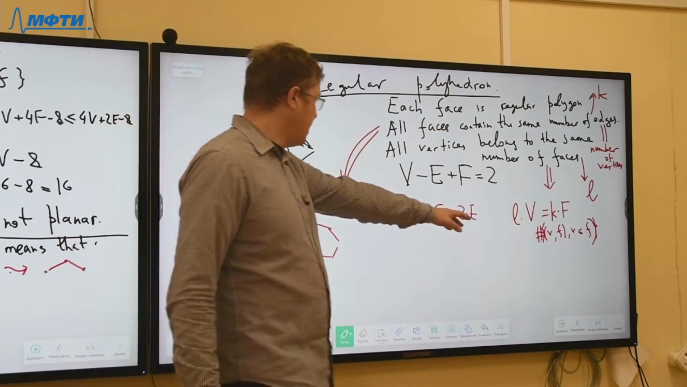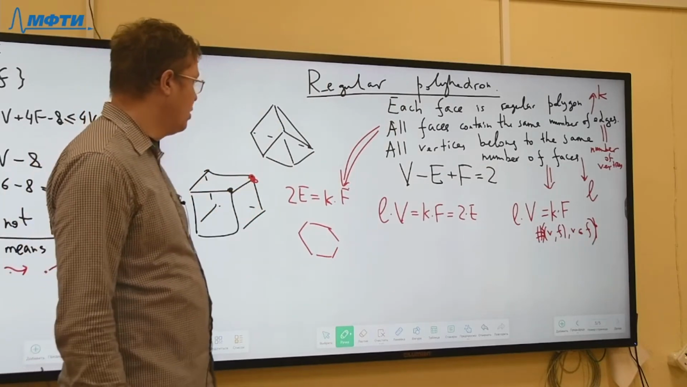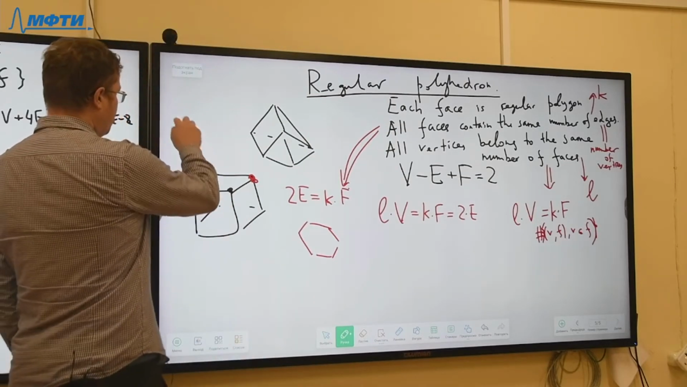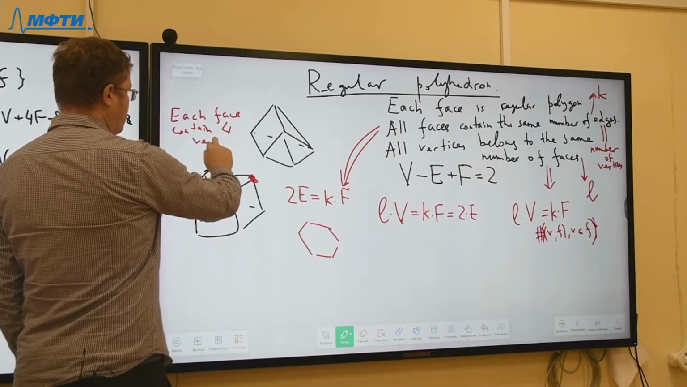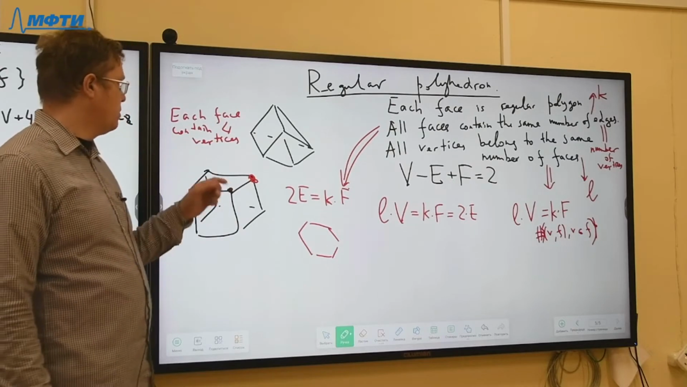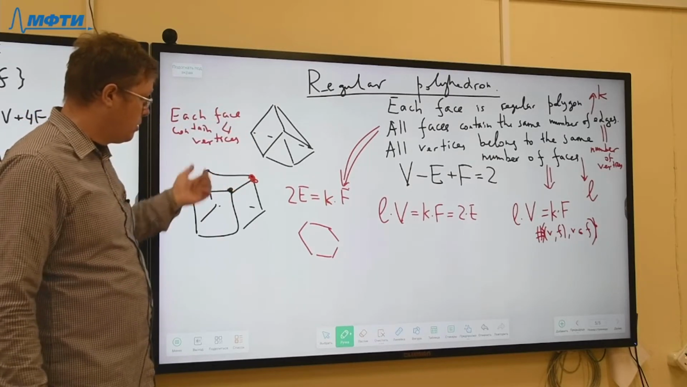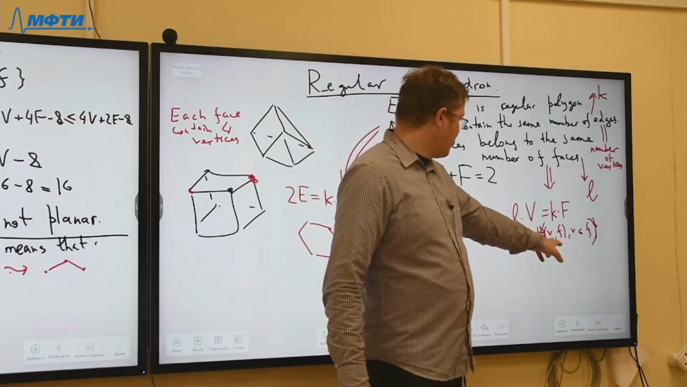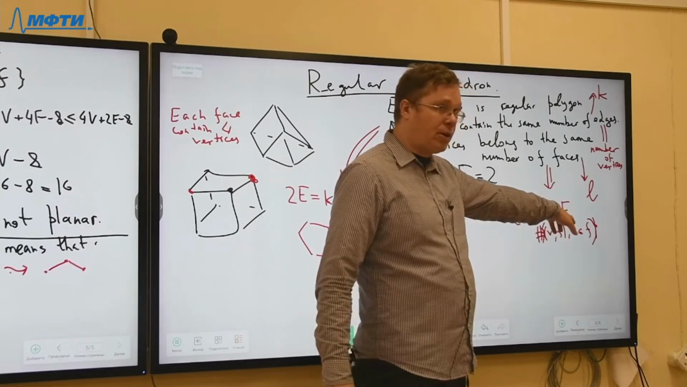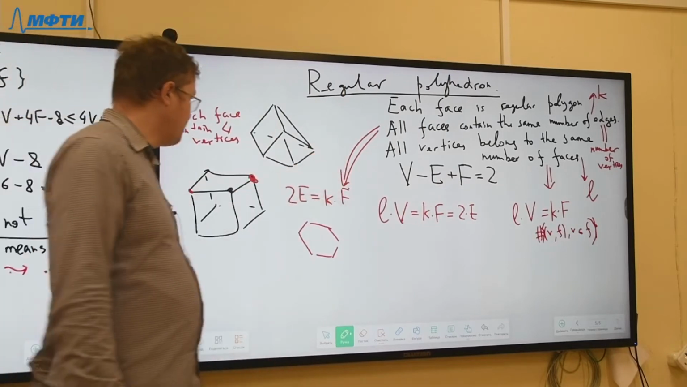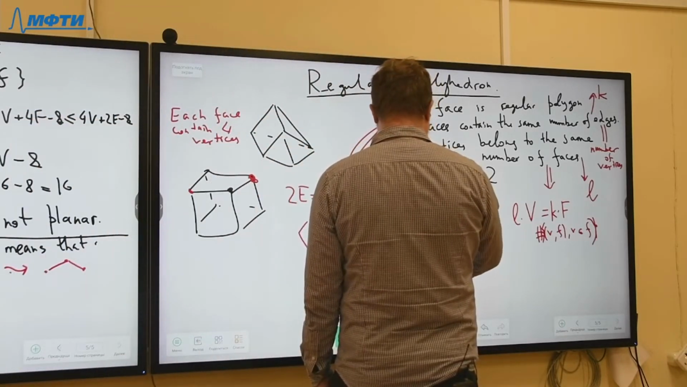It's the same reason. All vertices belong to the same number of faces, say for example three faces. For the cube, each face contains exactly four vertices, and each vertex belongs to exactly three faces. If I calculate all the pairs of vertex and face where the vertex belongs to the face, for each vertex I count exactly three faces, so I have 3V here, and for each face I have four vertices, so I have 4F here. By the same reasoning, for arbitrary l and k I'll have this equation. So I can write something like V minus 2 over l.